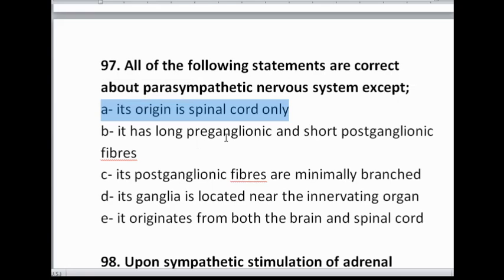They have long preganglionic and short postganglionic fibers. Its postganglionic fibers are minimally branched. This is true for the parasympathetic division. Its ganglia is located near the innervating organ. This is also true, and it originates from both the brain and spinal cord. As we have discussed, parasympathetic is also known as craniosacral division. So option E is also correct for the parasympathetic nervous system. So the correct option for this MCQ is A.